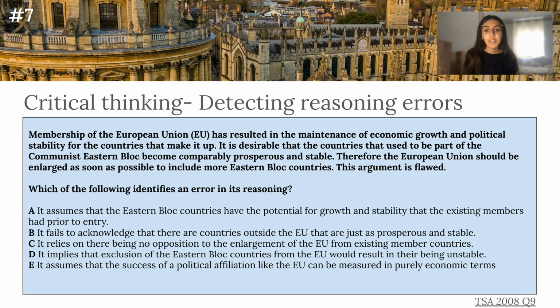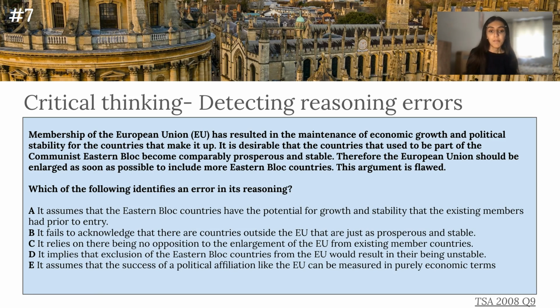A. It assumes that the Eastern Bloc countries have more potential for growth and stability than the existing members had prior to entry. B. It fails to acknowledge that there are countries outside the EU that are just as prosperous and stable. C. It relies on there being no opposition to the enlargement of the EU from existing member countries. D. It assumes that the exclusion of the Eastern Bloc countries from the EU would result in their being unstable. And E, it assumes that the success of a political affiliation like the EU can be measured in purely economic terms.